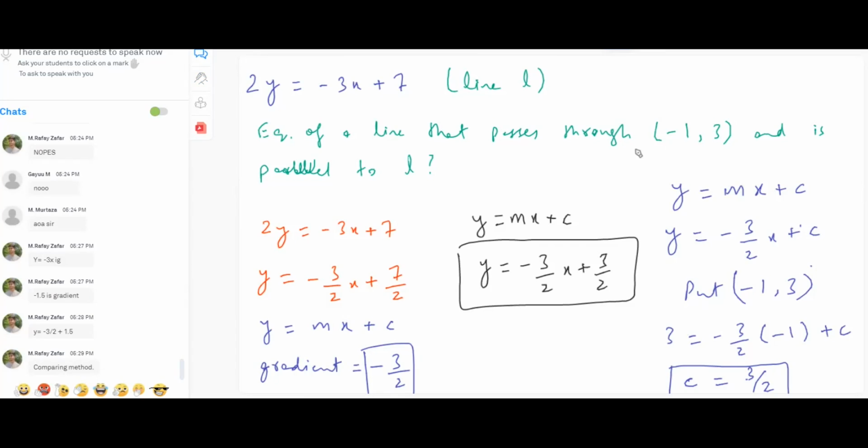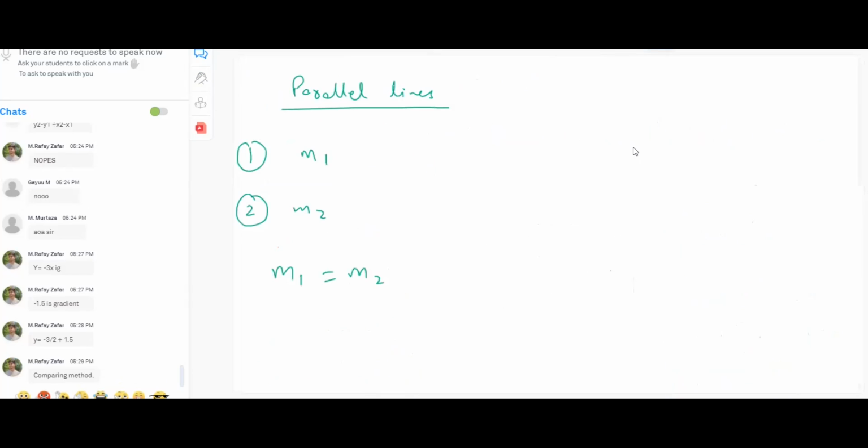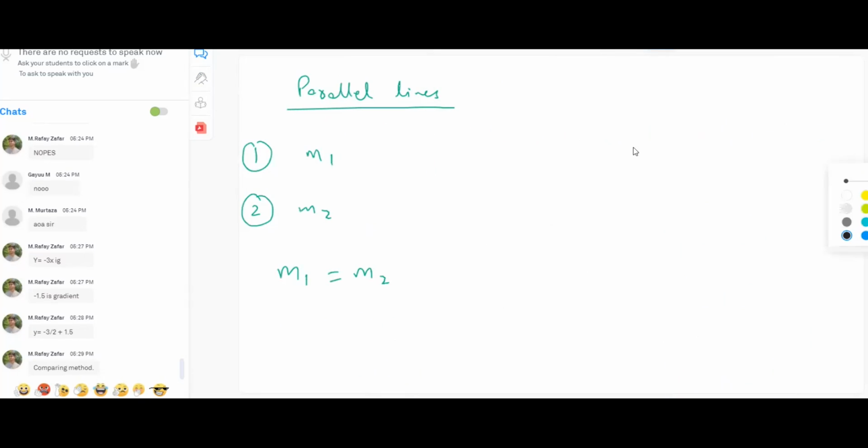Is this clear to everyone? So the key point here was parallel lines have equal gradient.